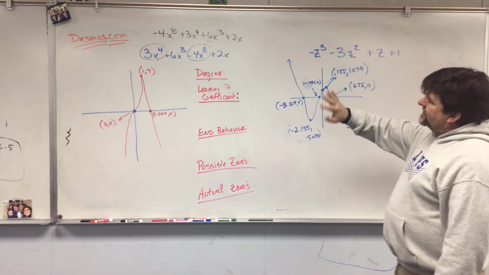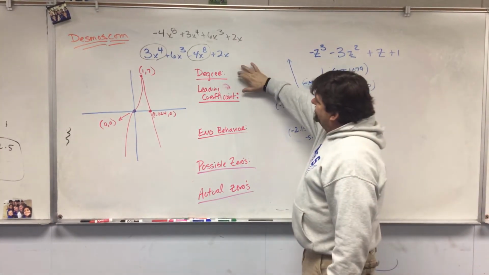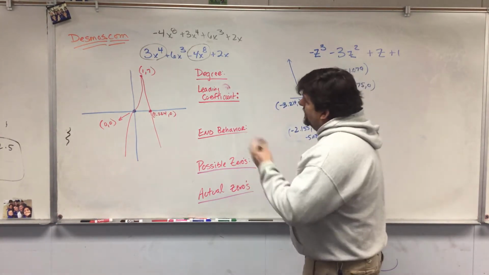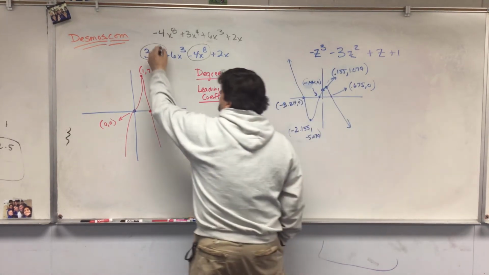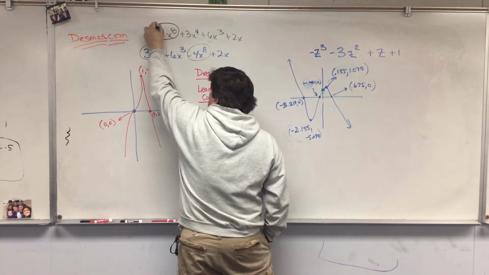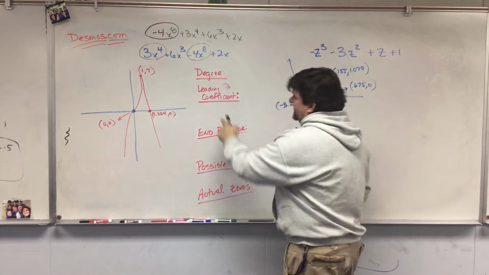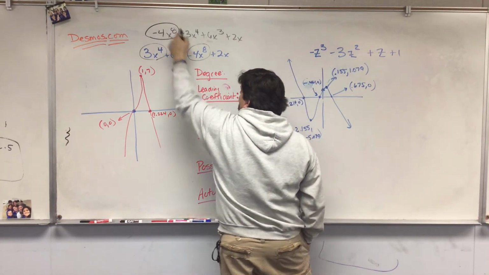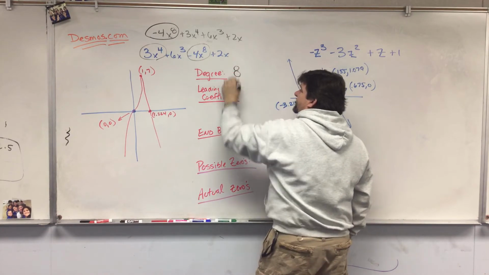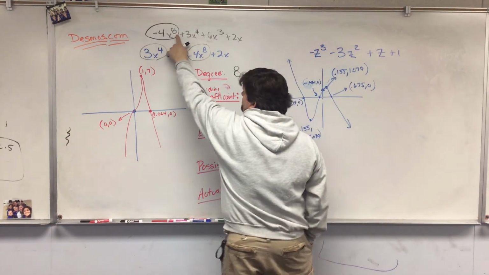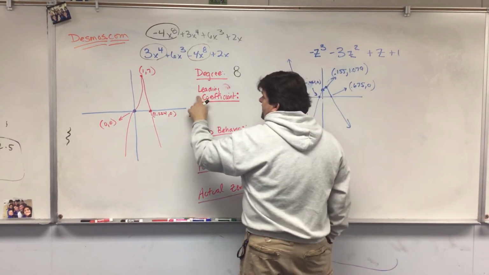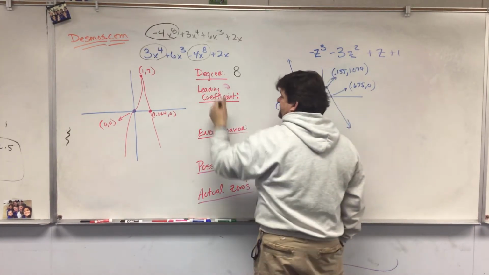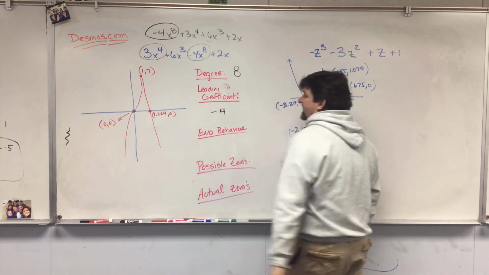It's easier to look at it because we need the leading coefficient and the leading degree. These two go together. So when we look at these things and we're looking at that, that's the leading coefficient. The degree is the power of the leading coefficient. So this one would be x to the 8th. The leading coefficient is the number and its sign in front of it. So the leading coefficient is negative 4.